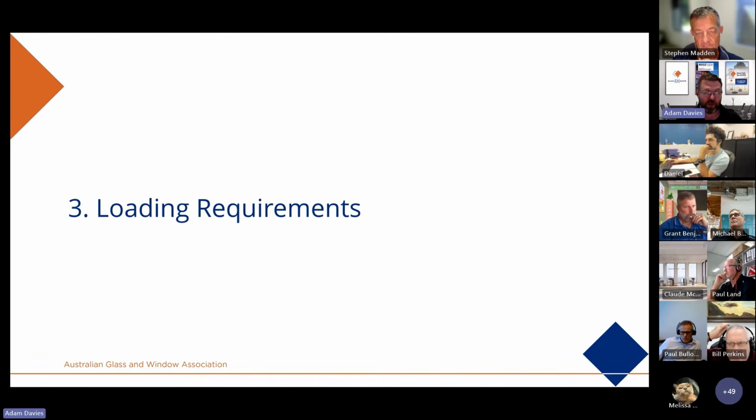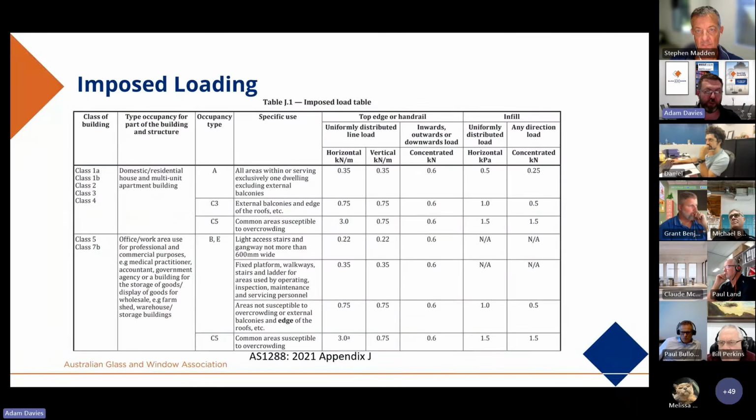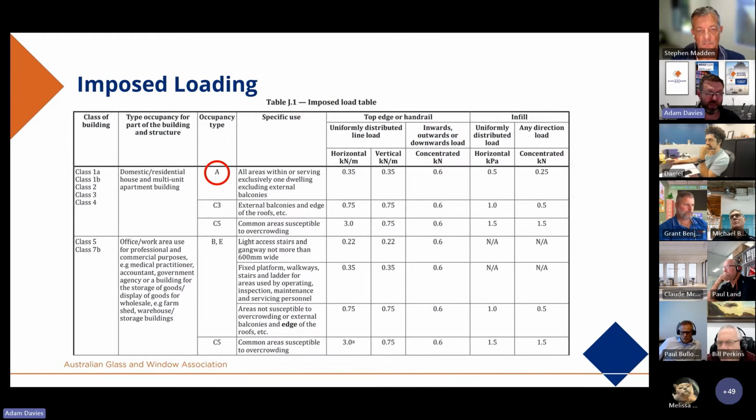We're going to talk about some of the loading requirements and where these come from and how they apply. We are going to talk primarily using Table J1 from Appendix J of 1288. This is essentially the same information that can be found in Table 3.3 of 1170.1 with just a little bit more detail. Now, there's a lot of data there, but let's have a look at some specifics. The primary thing we will be looking at is the occupancy type. This is the occupancy type that relates to the loads that the barrier will have to resist. In this case, I've highlighted occupancy type A, which relates to all areas internally exclusively one dwelling.